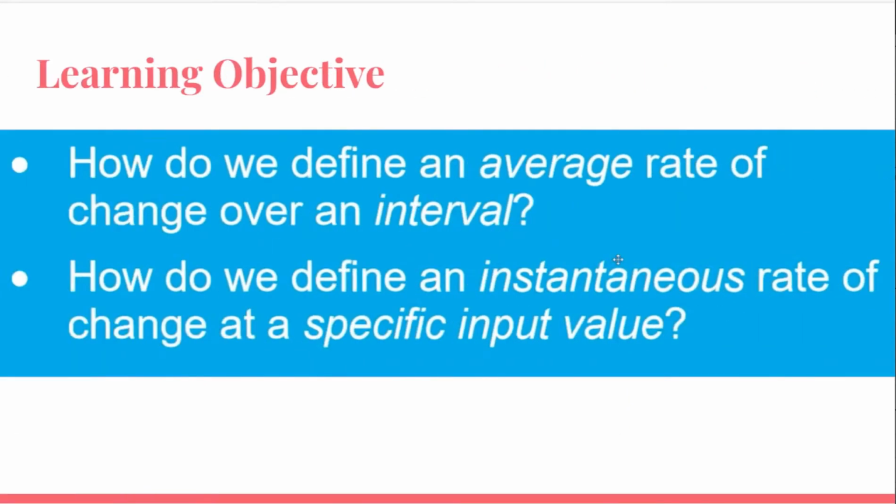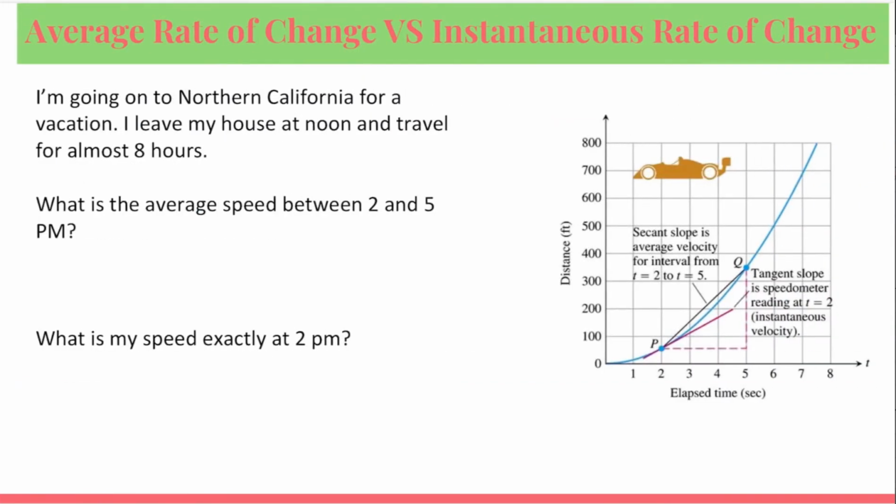So our learning objective for today's lesson is: how do we define an average rate of change over an interval, and how do we define an instantaneous rate of change at a specific input value? I want to start off with a warm-up that challenges you to think about what average rate of change and instantaneous rate of change are.